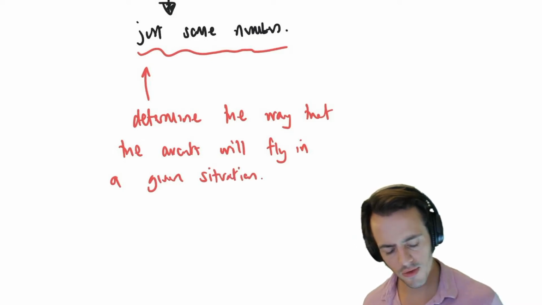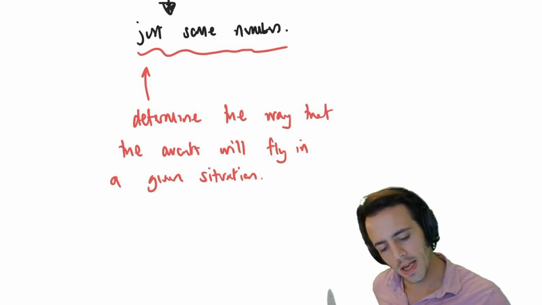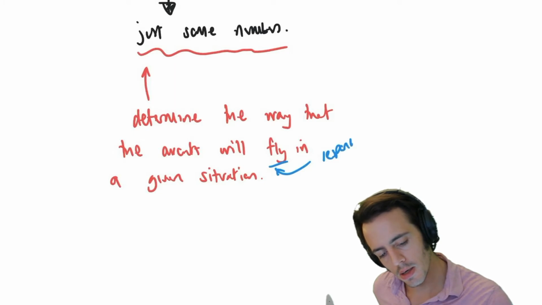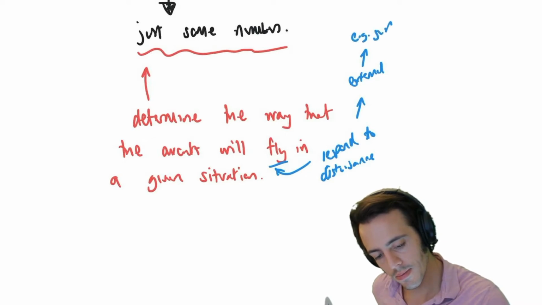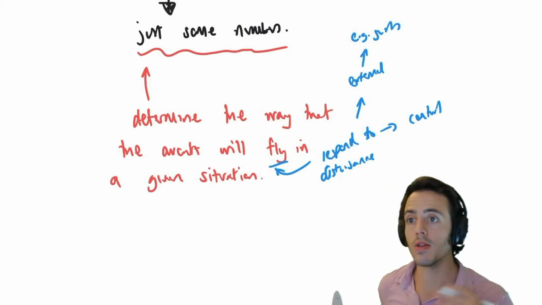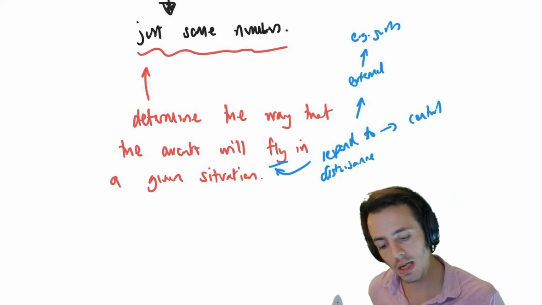I've phrased that rather clumsily. They determine the way the aircraft will fly in a given situation, and what I mean by fly is respond to disturbances. Those disturbances can be external, for example gusts, or they could be control disturbances. So we could change the control surfaces and see how the aircraft actually responds.